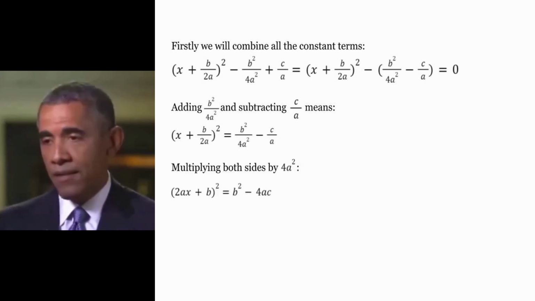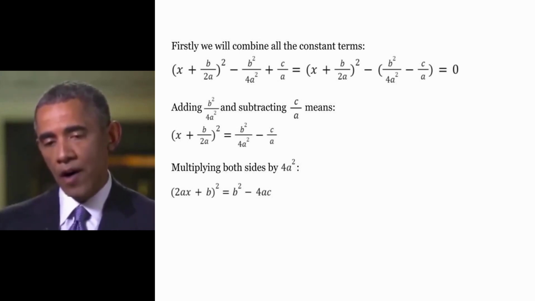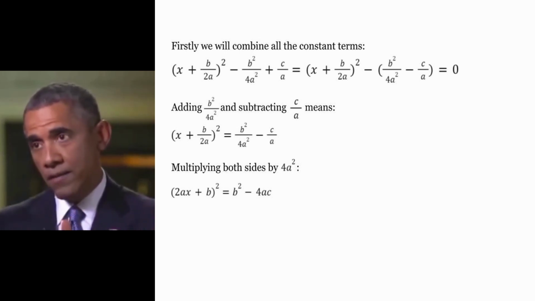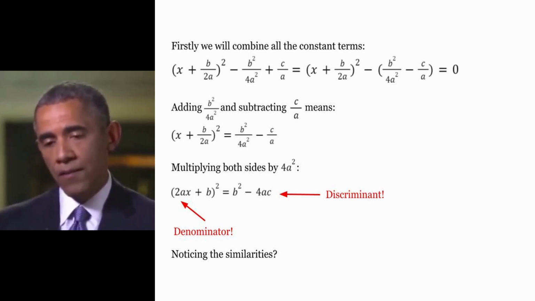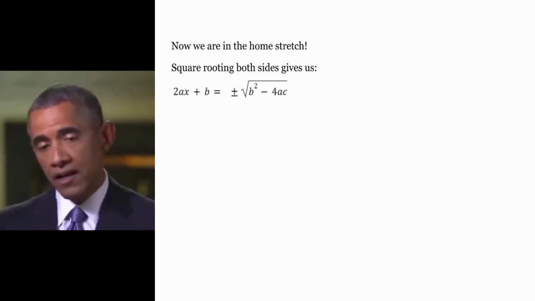Now we can multiply both sides by 4 times a squared. Because the left-hand side is squared, we multiply the inside of the square by 2a. This gives us that (2a times x plus b) squared is equal to b squared minus 4ac. Now you may be beginning to see similarities to the final equation. We have the discriminant, b squared minus 4ac, on the right-hand side, and a 2a coefficient on the left-hand side. Now we are nearly there.